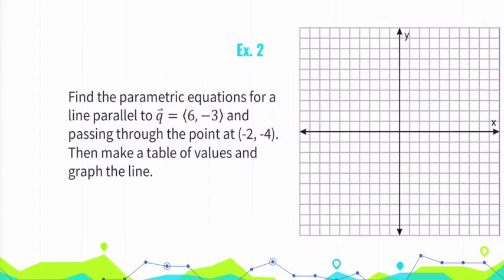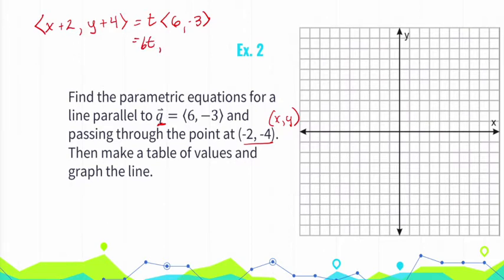So if we have the parametric equation for a line parallel to <6, -3>, and passing through a point (-2, -4), right? We have some other point, x, y. So our first vector is going to be <x plus 2, y plus 4>. And we're going to set that equal to t times the parallel vector <6, -3>. And so we can make that <6t, -3t> equal to <x plus 2, y plus 4>.